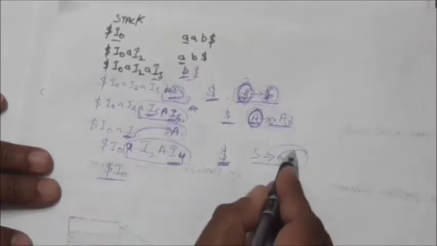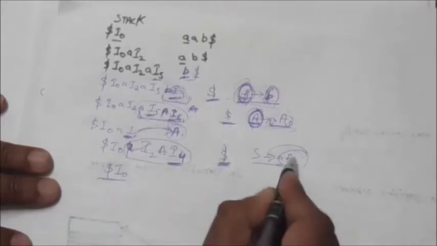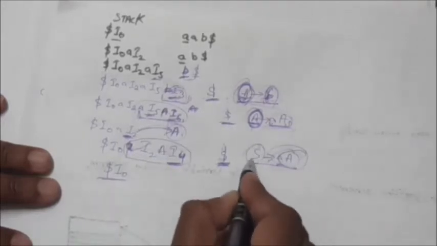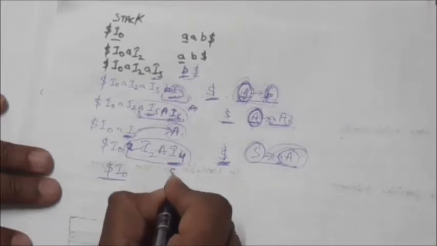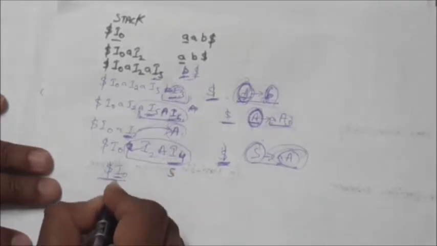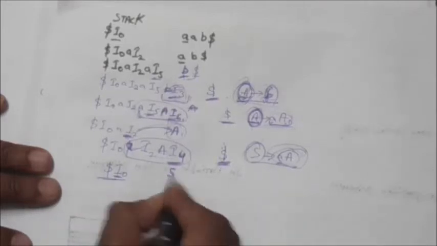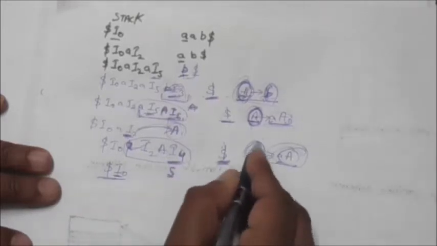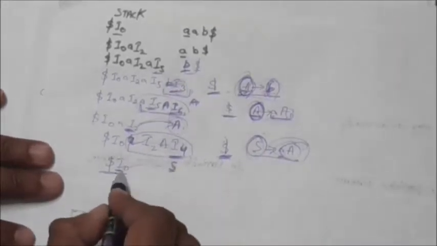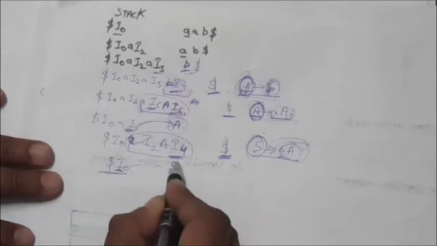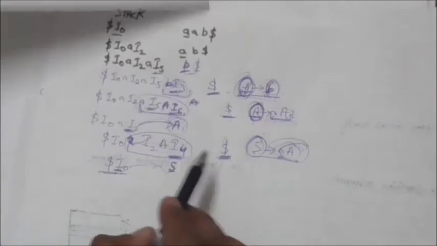Now what happens in reduction: the right side is reduced by the left side of the production rule. So the left side of this production rule is non-terminal symbol S. Now at the top of the stack is I0, and here we have this non-terminal symbol S. Now we need to see the response when the state is I0 and the non-terminal symbol is S. We need to see the response in the goto table.